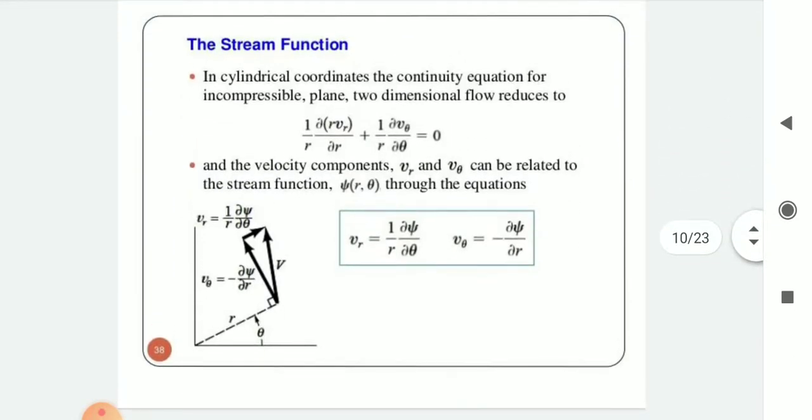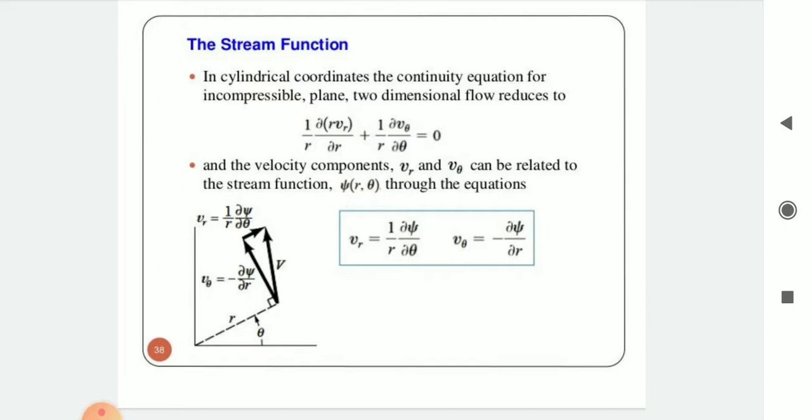In cylindrical coordinates, the continuity equation for incompressible plane two-dimensional flow reduces to (1/r) ∂(r vr)/∂r + (1/r) ∂vθ/∂θ = 0. You can get the values from the figure.